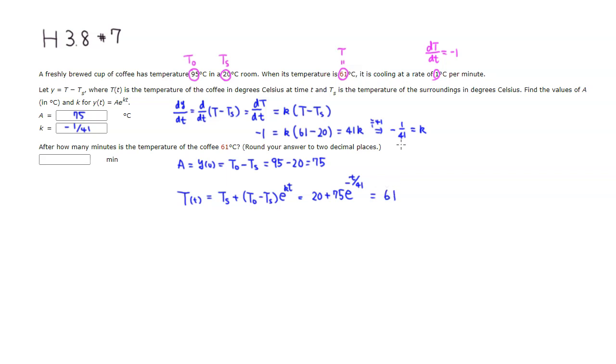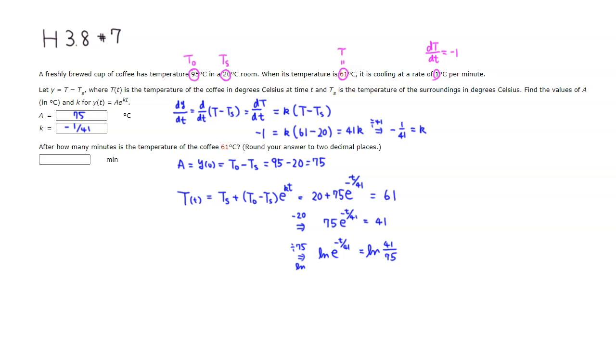All right, so let's isolate t. First, I'm going to get rid of this 20 by subtracting 20. So you have 75 e to the negative t over 41 is equal to 41. Then we get rid of 75 by dividing through by 75, so we have e to the negative t over 41 is equal to 41 over 75. Now I'm going to apply the natural log to both sides of the equation.